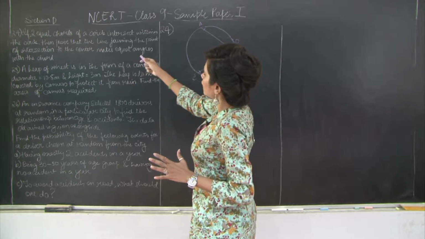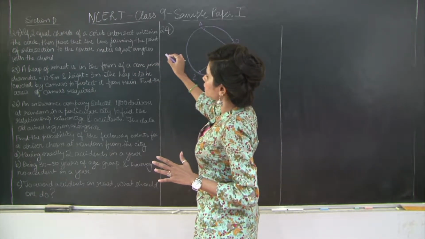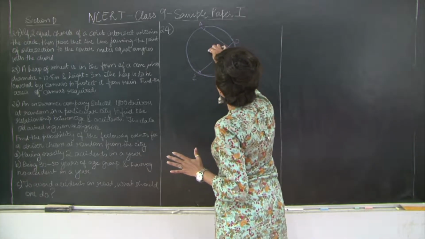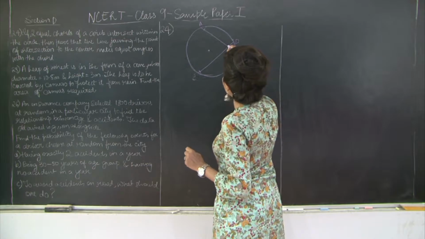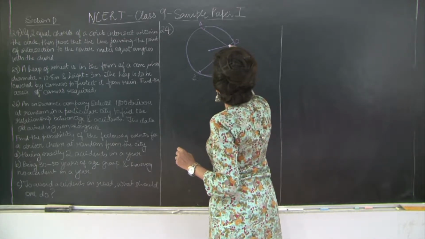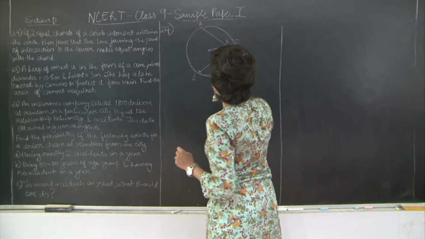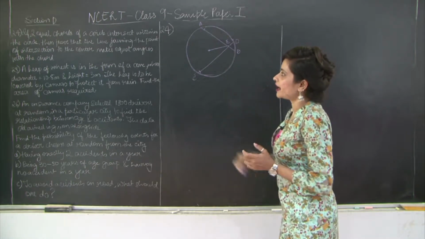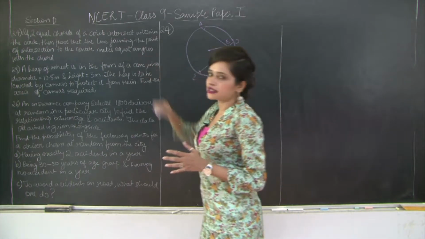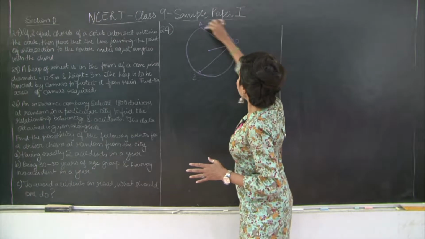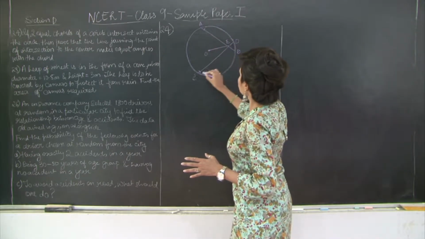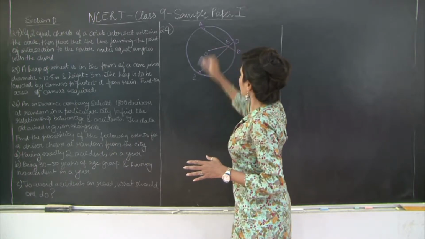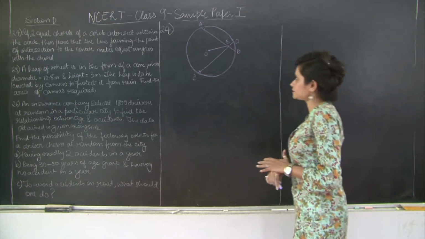Now we need to prove that the line joining the point of intersection to the center. So if this is the center of your circle, then the line joining the point of intersection, so this will be the line out here. Let me call it E. I need to prove that it makes equal angles with the chord. That means I need to prove that, if this is the center O, angle AEO is equal to angle CEO. So how do I prove this?